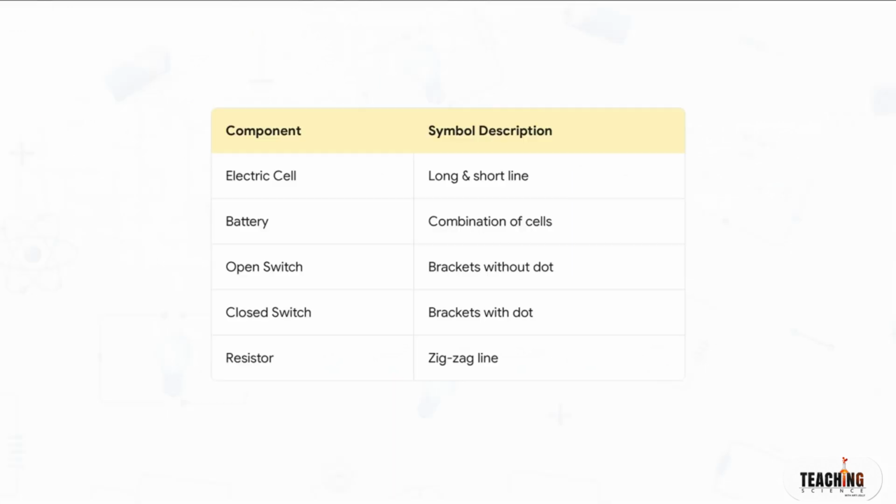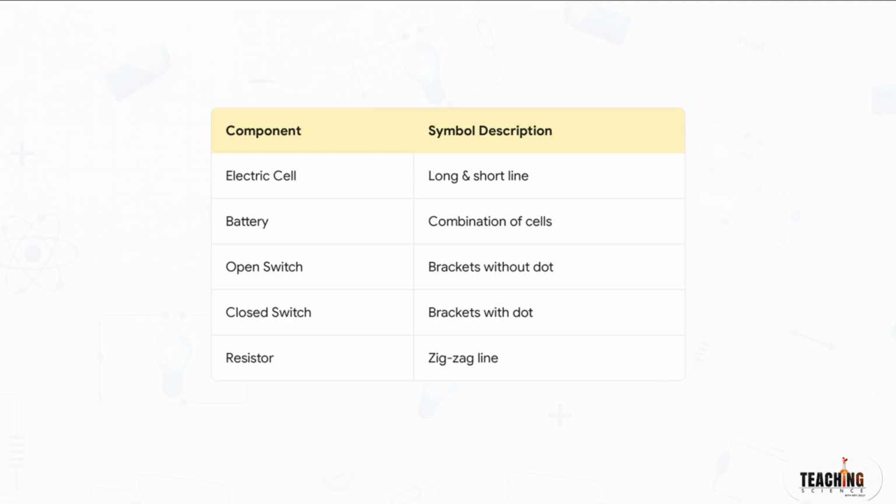Look, in the board exams, you just don't have the time to sketch realistic little pictures of batteries and bulbs, right? We need a universal, quick language to draw these circuits. An electric cell is drawn as a long vertical line for the positive terminal and a shorter, thicker line for the negative one. A battery is just a combination of these cells connected end to end. Notice the plug key. It's super important. Brackets without a dot in the middle mean the switch is open, so no current flows.